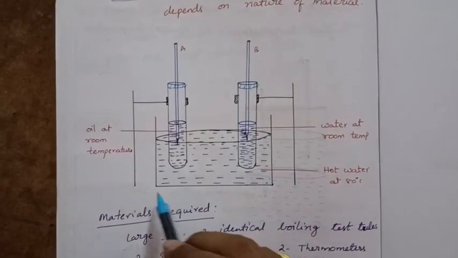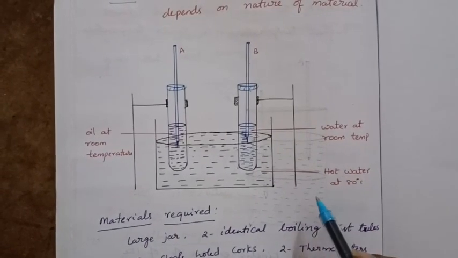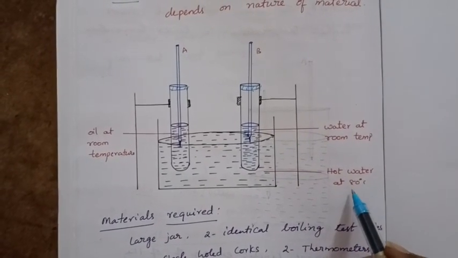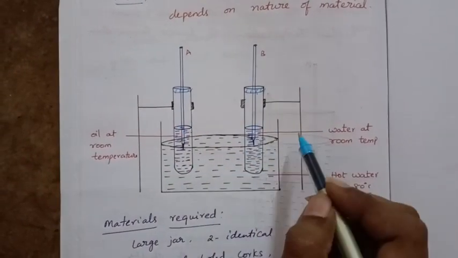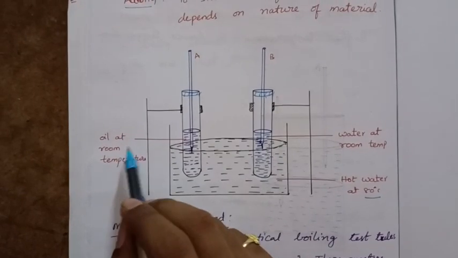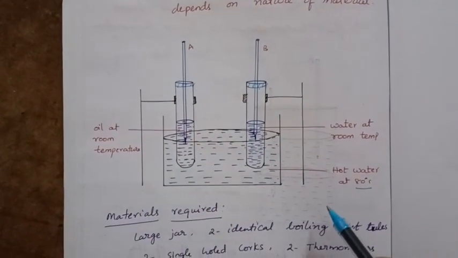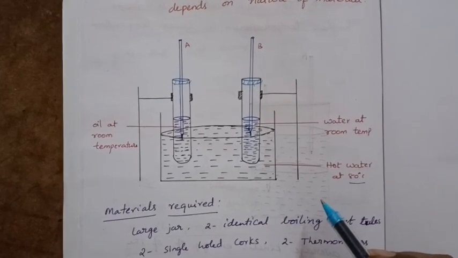And in this large jar we should pour some hot water at a temperature of 80 degrees Celsius, higher temperature, and in the two test tubes, one with water at room temperature, another one with oil at room temperature. These are the materials we need.